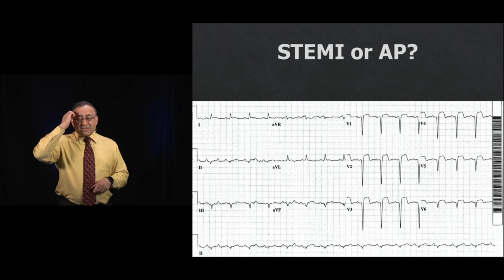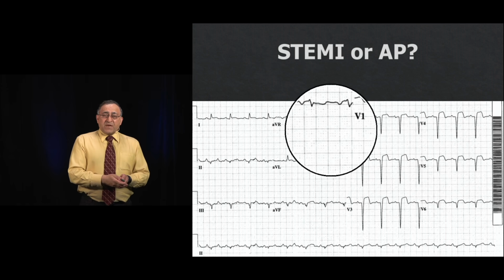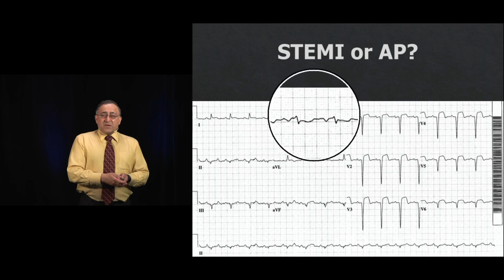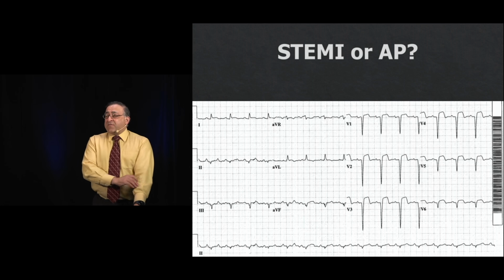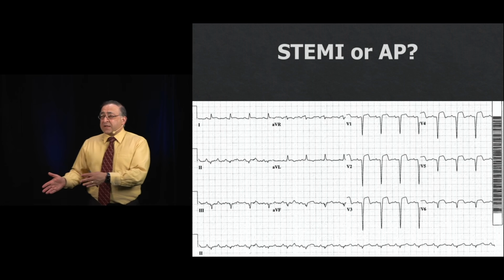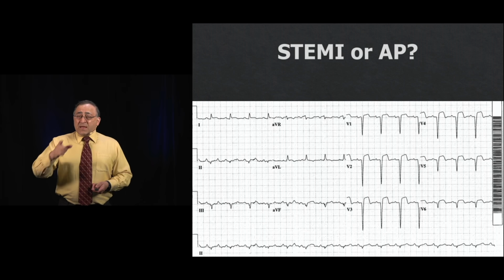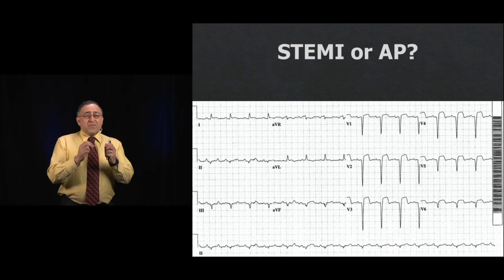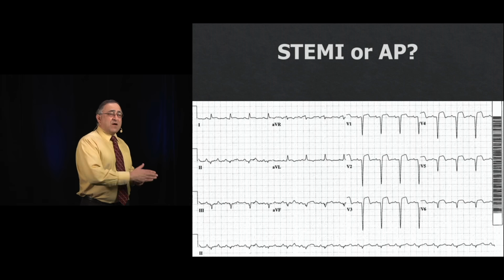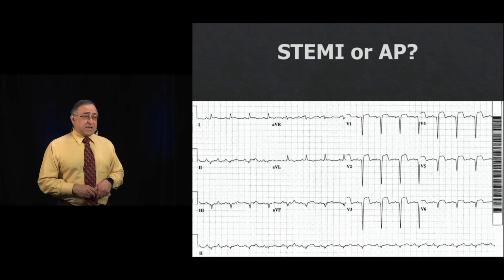One of the other things I like about this case is take a look at lead AVR. Notice there's PR elevation in AVR. Now, some of you have probably heard before that if there's PR elevation in AVR, that means it's pericarditis, right? Some people have heard that before. Not true. It doesn't work. Here's a STEMI, and I've seen other STEMIs also that have PR elevation in AVR. That is a myth that's been passed down for many decades now. PR elevation in AVR does not mean you're looking at pericarditis. It can be found in STEMI as well.